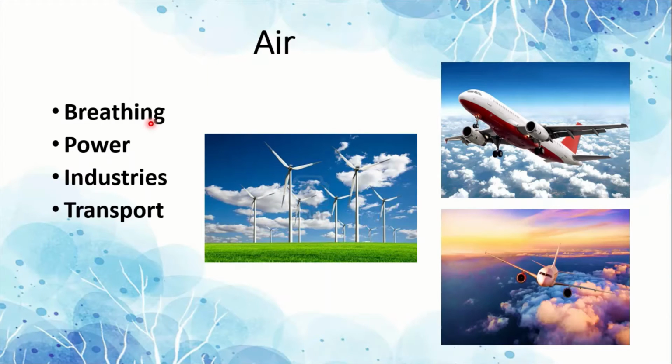Uses of air. We use oxygen in the atmosphere for our breathing. It is also used to generate electricity. You can see here generating energy using wind. Air is used for industrial purposes. Wind is used for transportation, planes and ships.